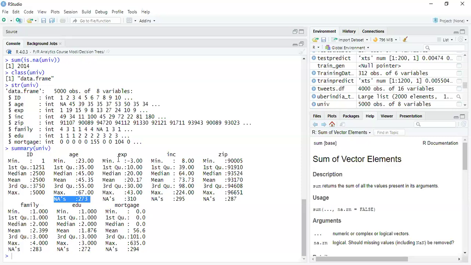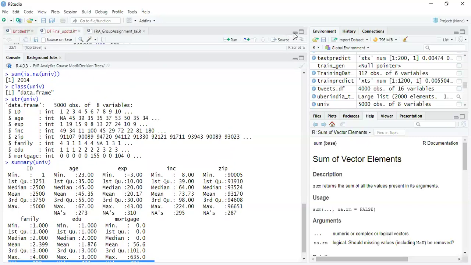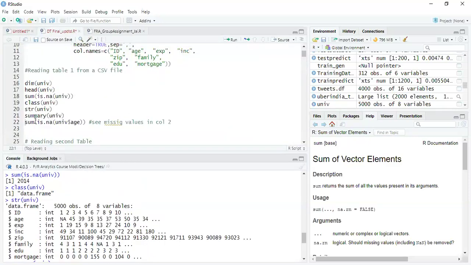Similar to that, we have experience, income and all. If you look at all the columns which have missing values, the number is less than 10%. So we can simply go with it. We can impute the values, which means we can refill the values. So structure and summary functions are easy to work with.